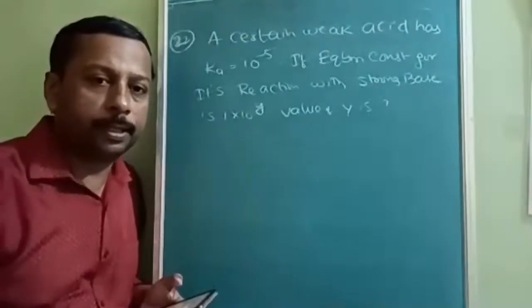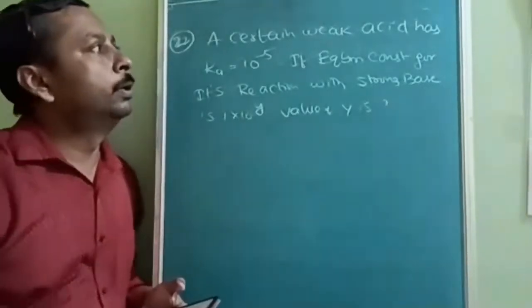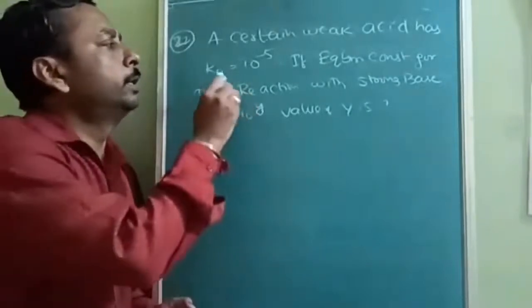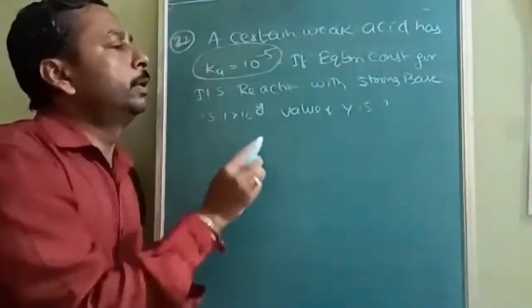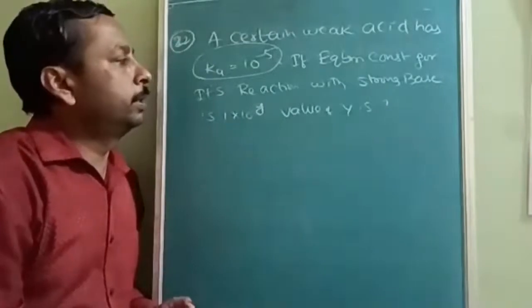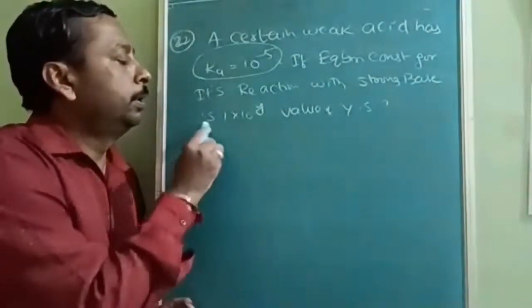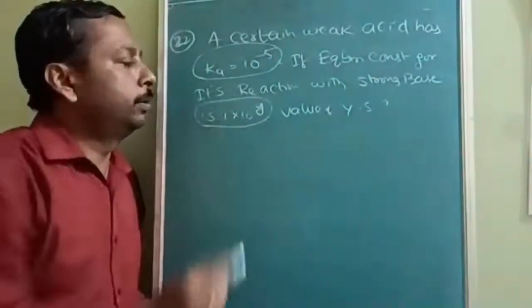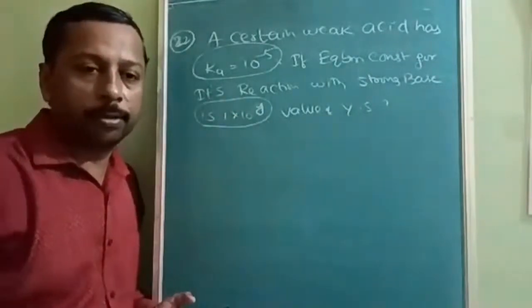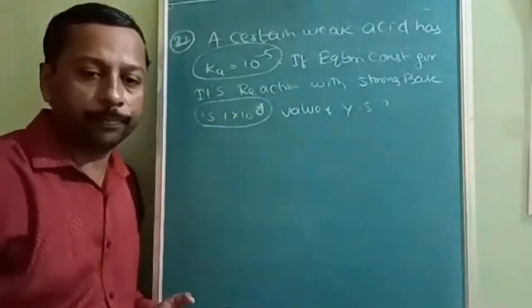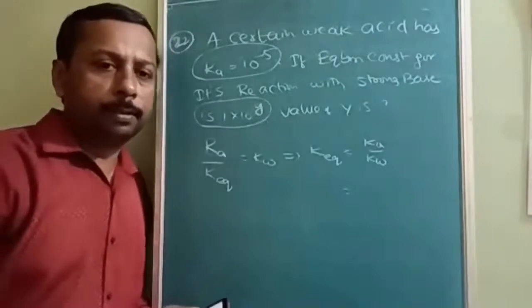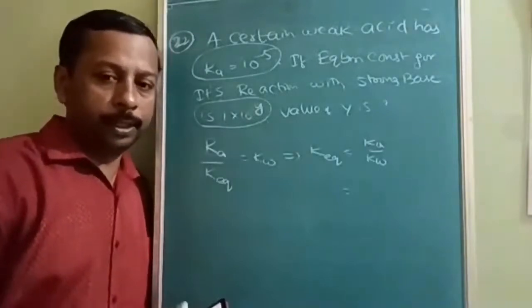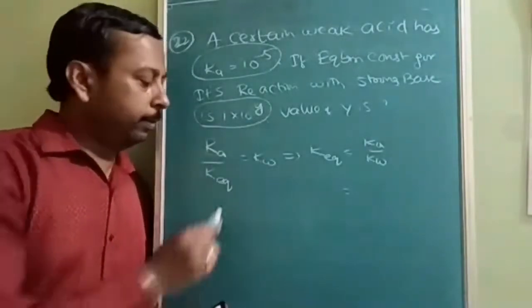Okay, this is another integer type question. Here you are given a weak acid with Ka. Ka is given. The equilibrium constant required for reaction with strong base is 1 into 10 to the power of y, and you have to find out the y value. Simply he is asking about the Kb, but we can write it as an equilibrium constant.